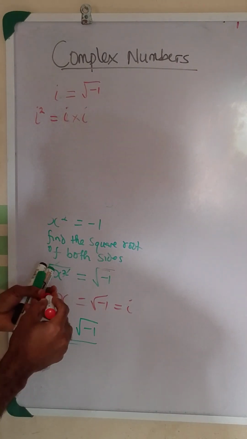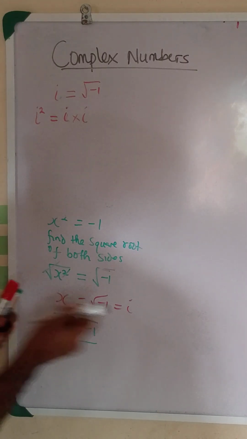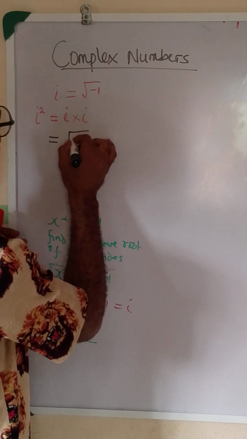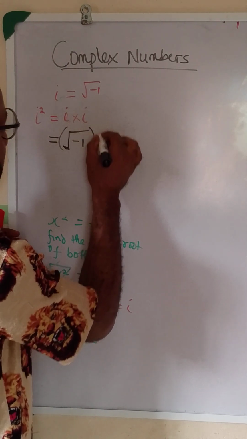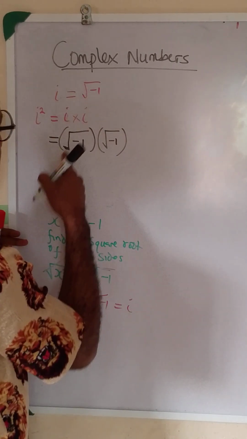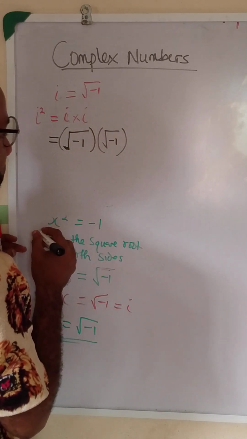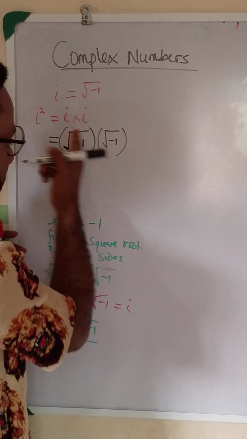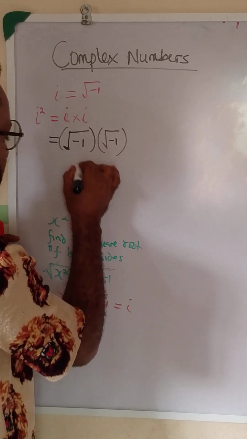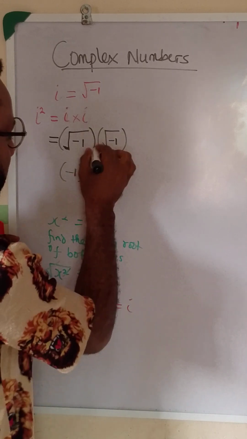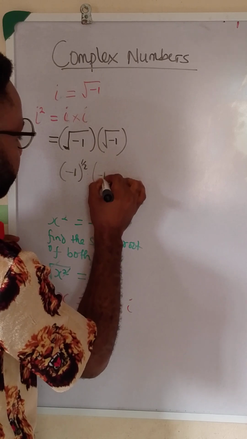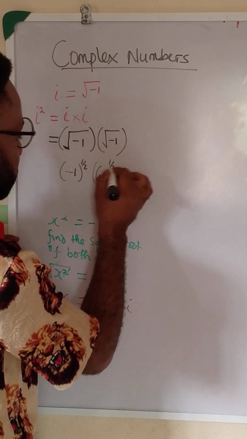So this means that i squared will be i times i. If i squared is i times i, then this is the same thing as saying the square root of minus 1 times the square root of minus 1, because i is the square root of minus 1. The square root of minus 1 can be expressed as minus 1 all raised to the power of 1 over 2, and this one also can be expressed as minus 1 all raised to the power of 1 over 2.